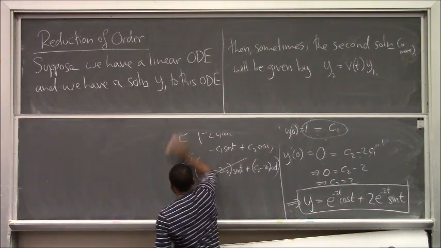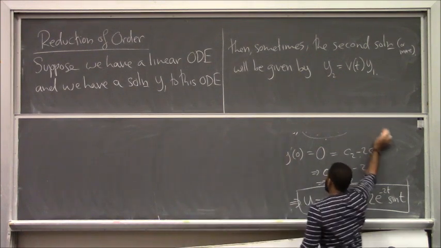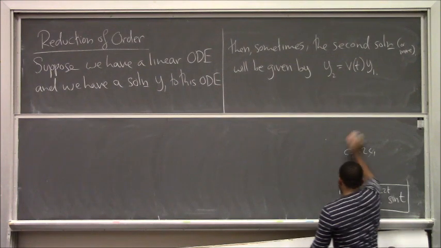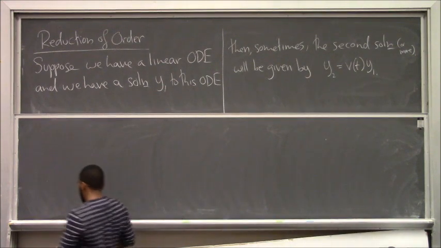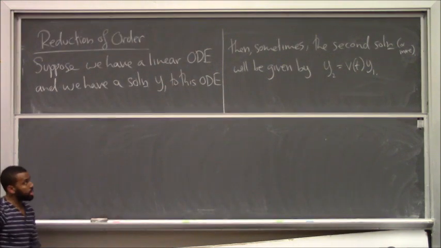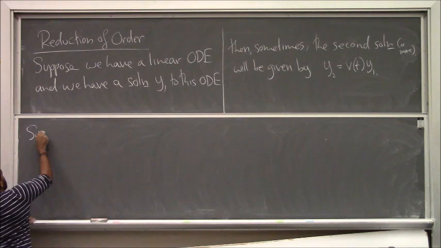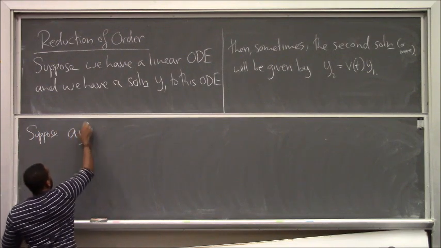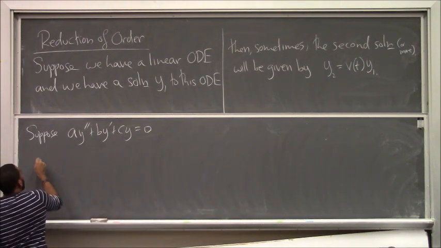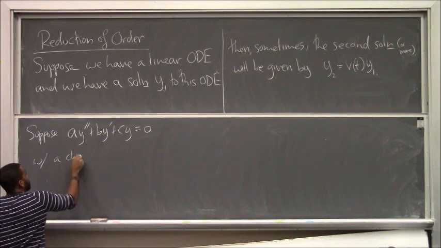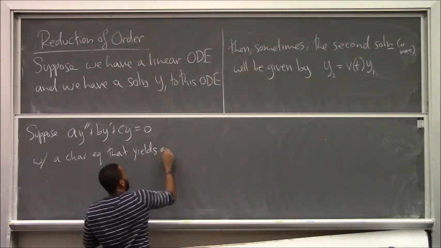So just to show you that this will work no matter what, I'm going to write down a general form that is going to give us a repeated root, and I'm going to show you what the second solution needs to be for that form. But again, this is a wider technique. It applies to other things as well. Now, suppose we have a y double prime plus b y prime plus c y equals 0 with a characteristic equation that yields a repeated root.